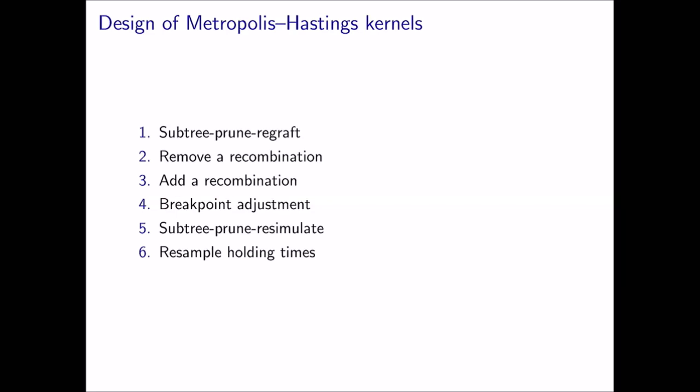So subtree prune regraft I've already talked about. Removing a recombination is simply plucking a recombination away from the graph and routing the ancestral material as if the recombination had never been there. Adding a recombination is the opposite of that. You take a branch that currently does not end in a recombination, put a recombination event in there, and you've now got one extra lineage that you need to reattach somewhere into the graph.